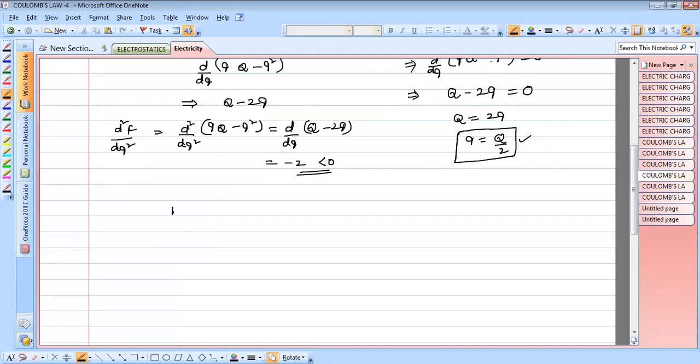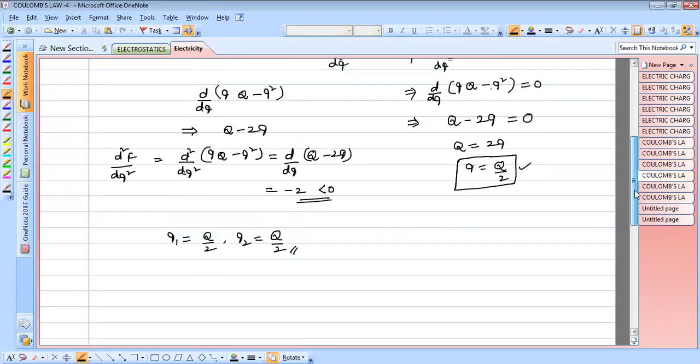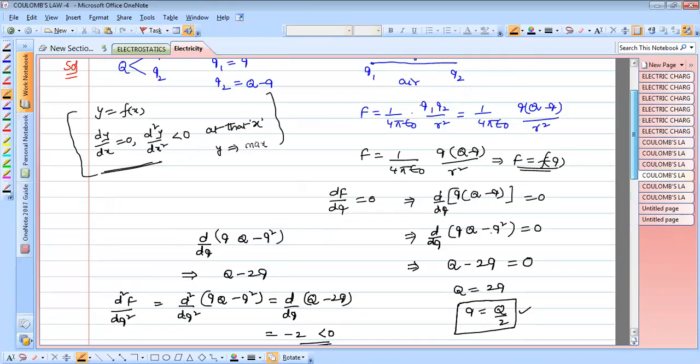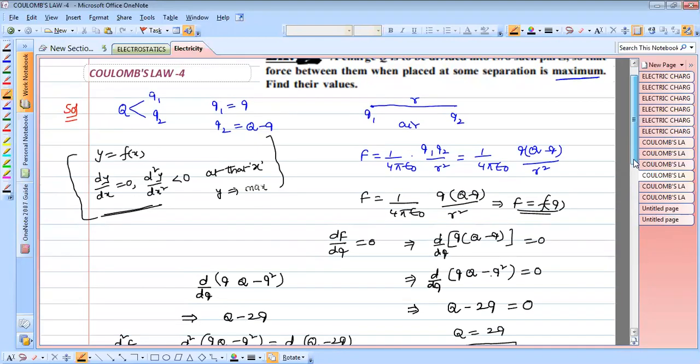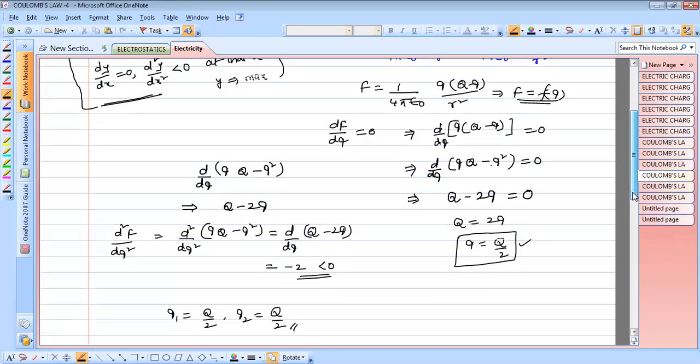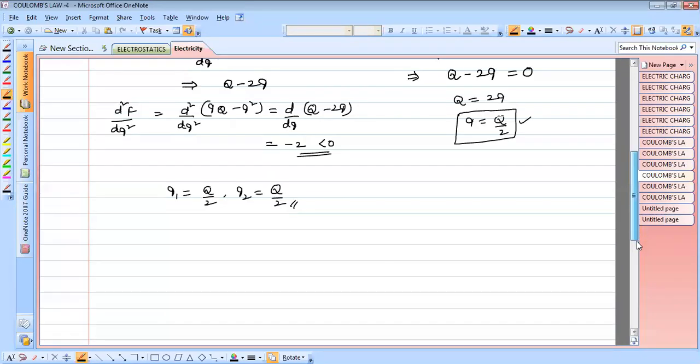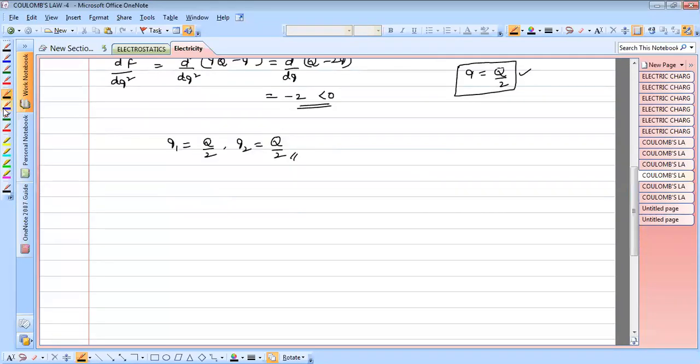So we got the final result: Q1 equals Q by 2 and Q2 equals Q by 2. That means the given charge splits equally, and then the force between them, for any given separation, becomes maximum. This is the general approach. We can also solve this numerical in a simple conceptual way.